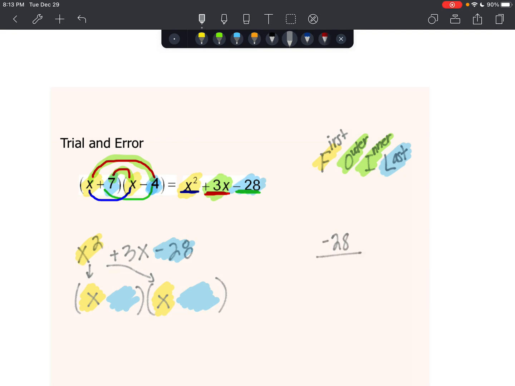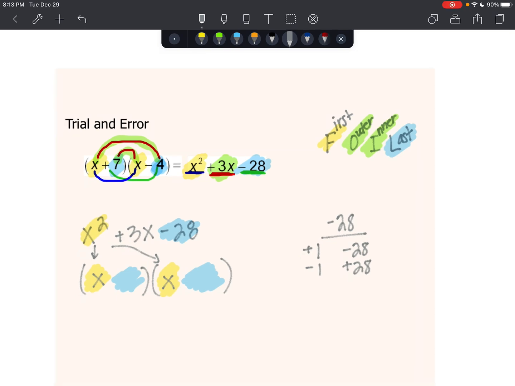So that's where I come off to the side and I say, well, if we're going to multiply to be -28, we're going to have +1 and -28. That's one option. Or -1 and +28. We could have +2 and -14. We could have -2 and +14. We could have +4 and -7, or -4 and +7. Those are all of our combinations to multiply to get to -28.